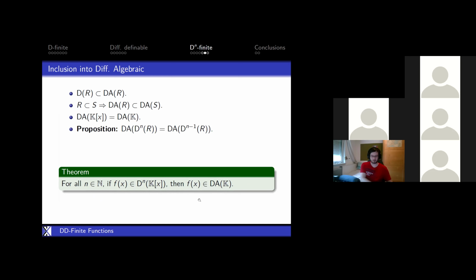So we are constructing a chain of rings that keeps increasing inside the differential algebraic functions. And then the natural question again is, are these functions all the differential algebraic functions, or is this the place where it stops and you cannot get further?